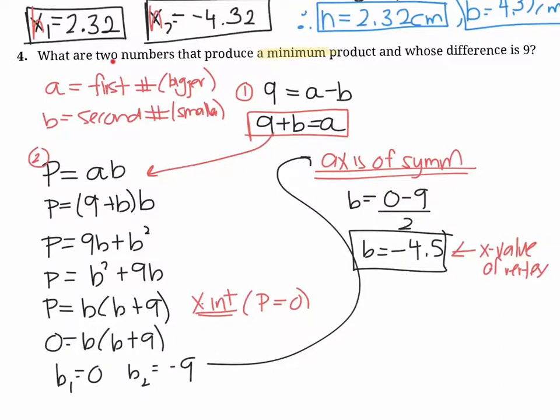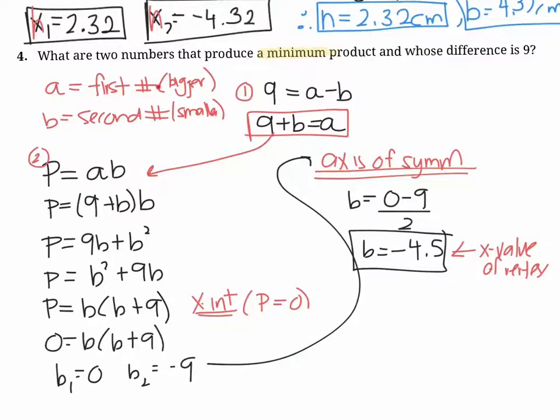But is this question asking us for the minimum product? No, it's asking us for the two numbers. So we could go and plug this in and find the y value of the vertex. That will give us the minimum product, but it's not asking us for that. So let's just skip that step. We know what's going to create a minimum product is a b value of -4.5. Notice that it didn't say that the numbers had to be positive. So this is fine. Now we just have to find the other number.